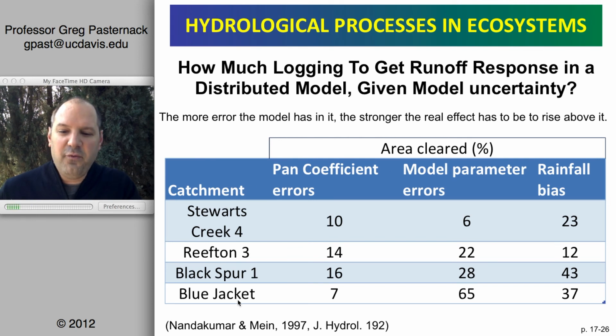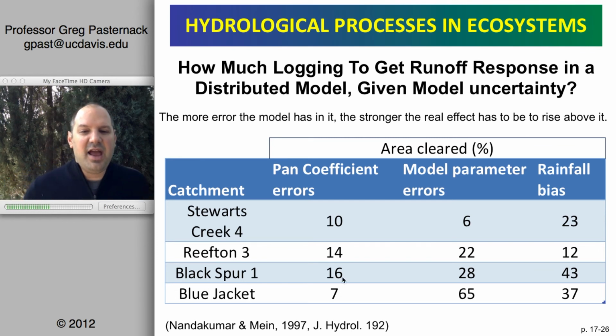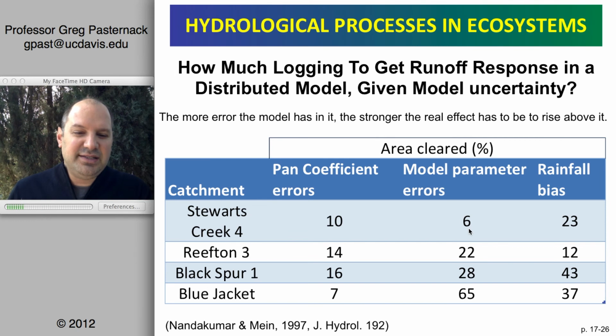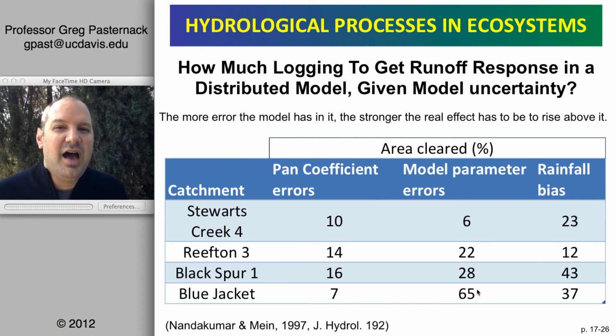For the 4 different watersheds, if you have pan coefficient errors, then you need to log in the model 7 to 16% of the land before you're going to see a runoff response. If there are model parameter errors, it's very wide. I mean, 6%, so that's nothing. But for Blue Jacket, given model parameters, you're not going to see any effect of logging on streamflow response in the modeled watershed until you've logged 65% of the area. And then rainfall falls in between, so anywhere from 12 to 43%.